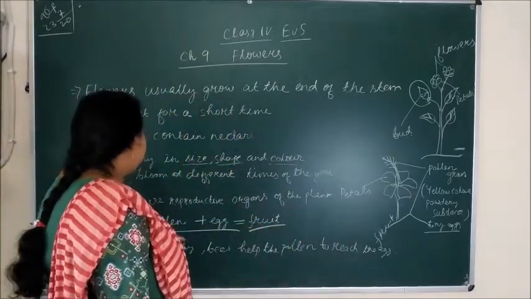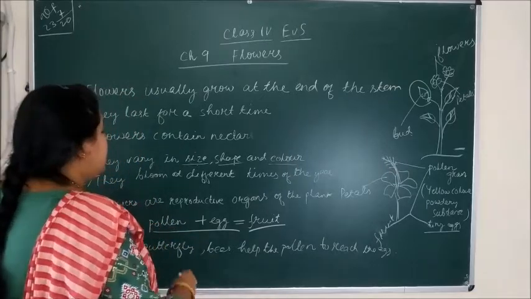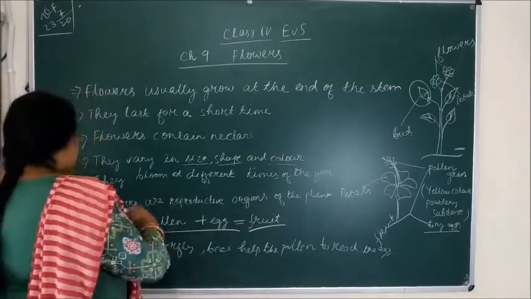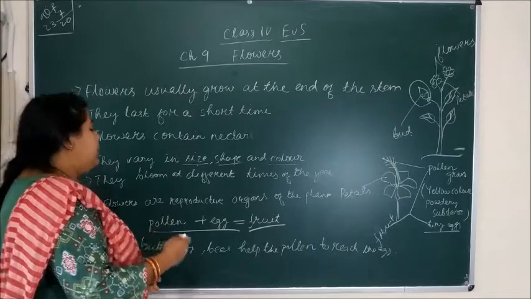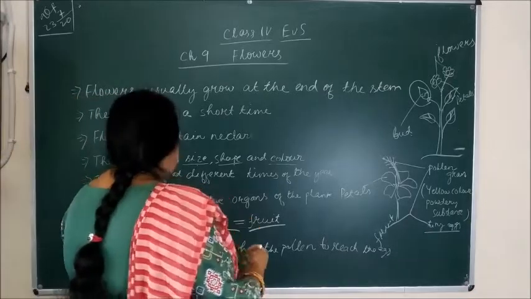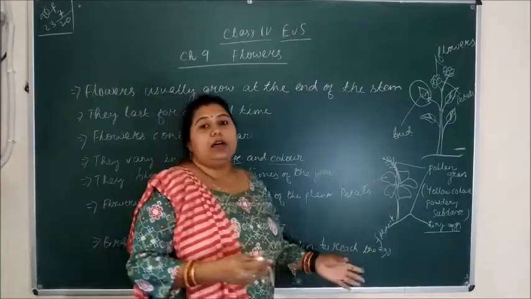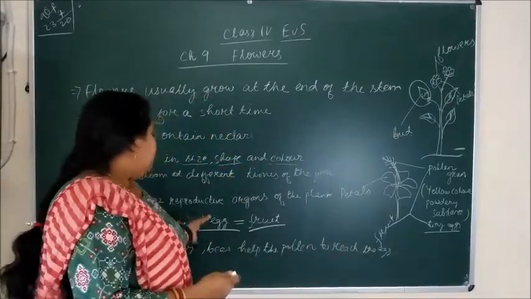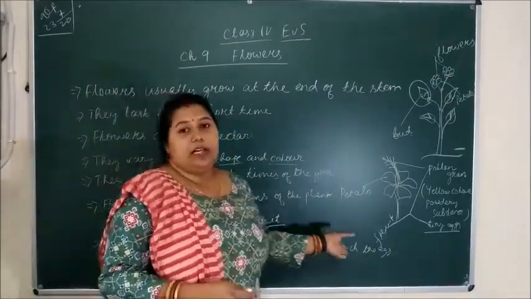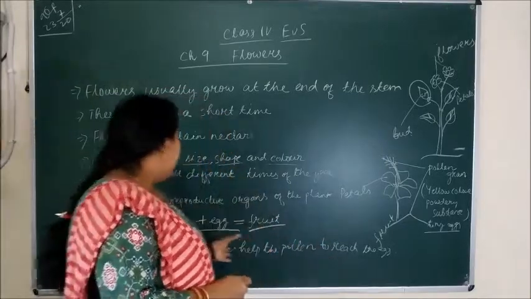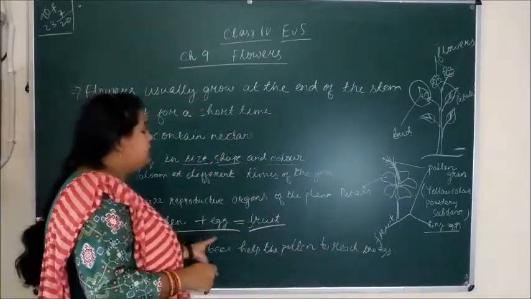Normally the pollen grains are carried by birds, butterflies, bees, and sometimes by the wind. They help the pollen grain reach the egg, so that the plant can produce the fruit.